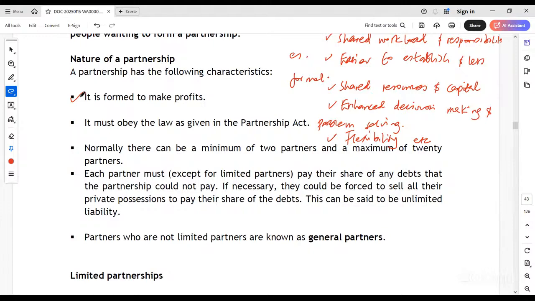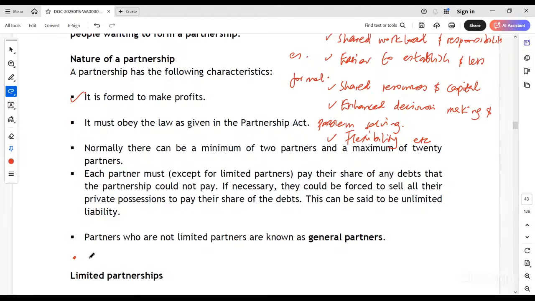So these are some of the characteristics of a partnership form of business. Don't forget that however much these partners have unlimited liability, in accounting a partnership is still a separate legal entity for accounting purposes.